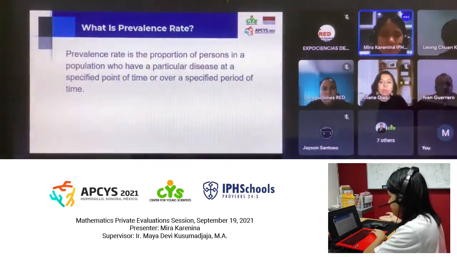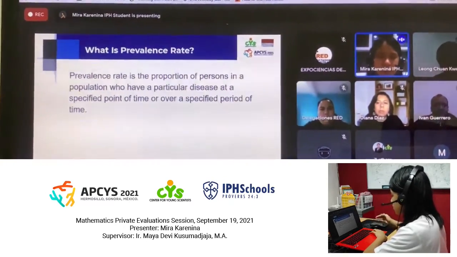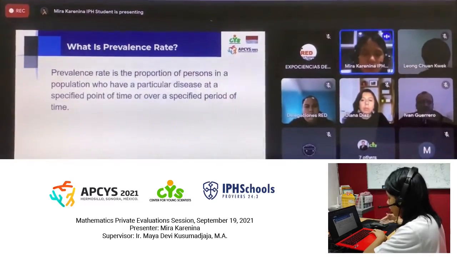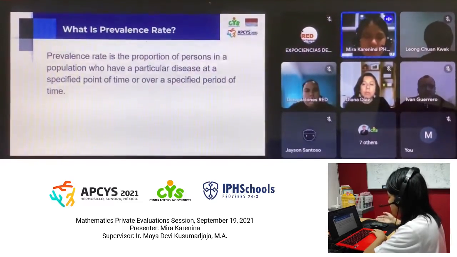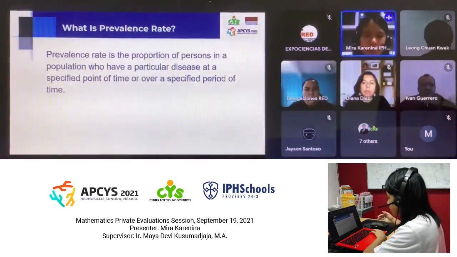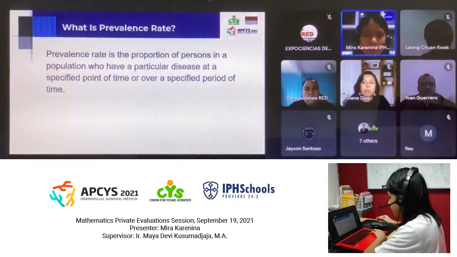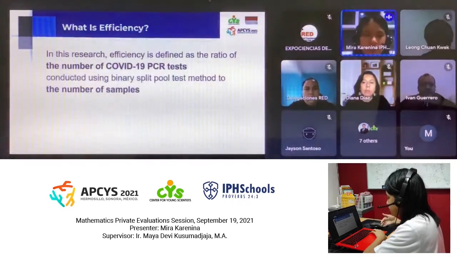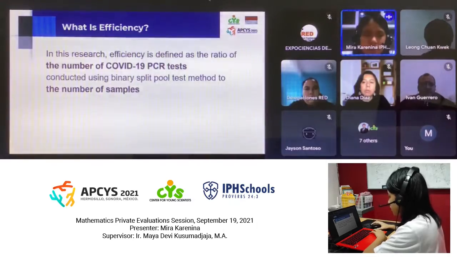Now, what is prevalence rate? Prevalence rate is the proportion of persons in a population who have a particular disease at a specified point of time or over a specified period of time. As for efficiency, in this research, efficiency is defined as the ratio of the number of COVID-19 PCR tests conducted using binary split pool test method to the number of samples.